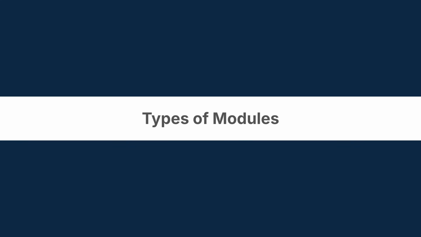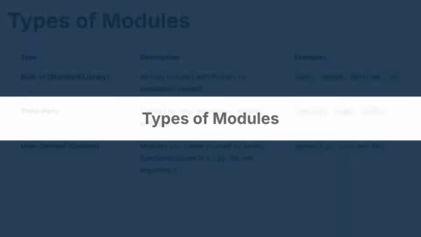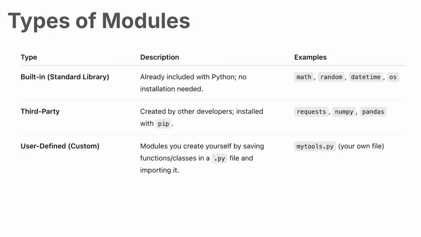Types of modules. In Python, modules come in three main types, and knowing the difference will help you work faster and smarter. First, we have built-in modules, also called the standard library. These are like tools that come in the box when you first buy something. You don't need to install them. They're already ready to go. Examples include math for calculations, random for random numbers, and datetime for handling dates and times.